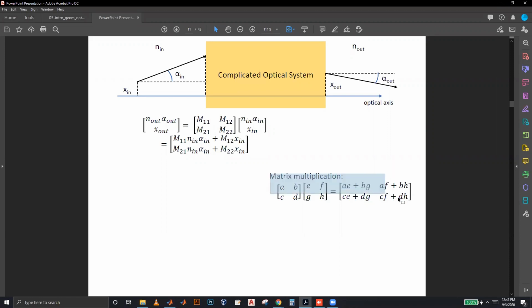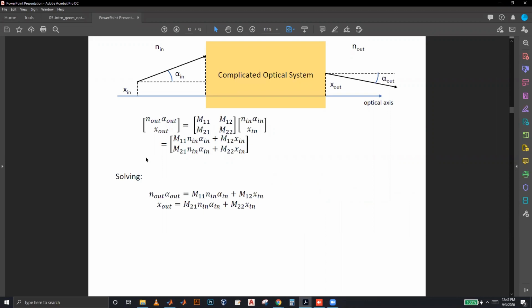So this is the general matrix multiplication, and I've done that here for multiplying the system matrix with the input matrix. So M11 gets multiplied by N in alpha in, plus your M12 gets multiplied by X in, so that's the first term, and so on. So you have two terms in the final multiplied version.